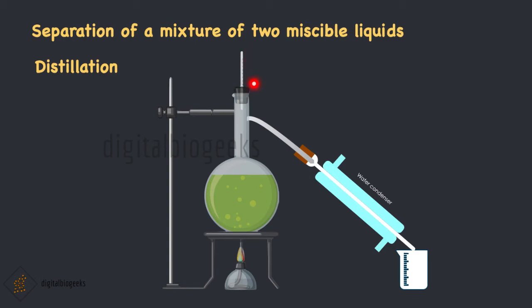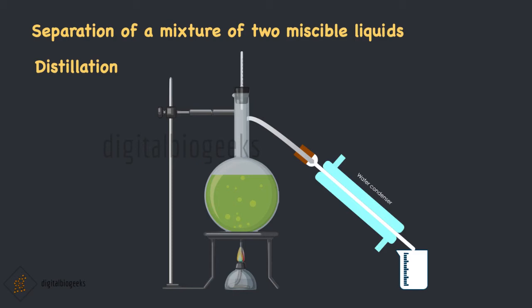This is the thermometer. To the side outlet of the distillation flask, a water condenser is connected. This one is the water condenser. There are two openings for the condenser, one for the inward supply of cold water and another for the outlet of water. Now heat the mixture. On heating, the mixture starts to boil.